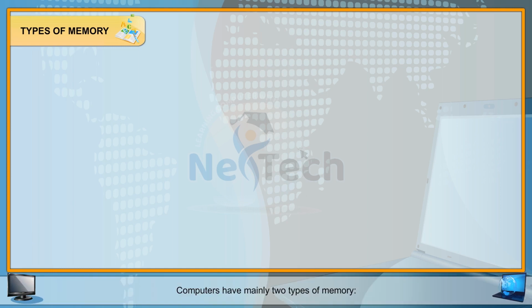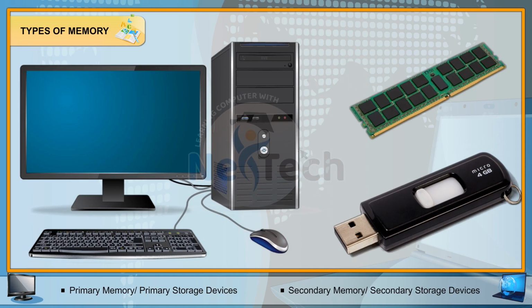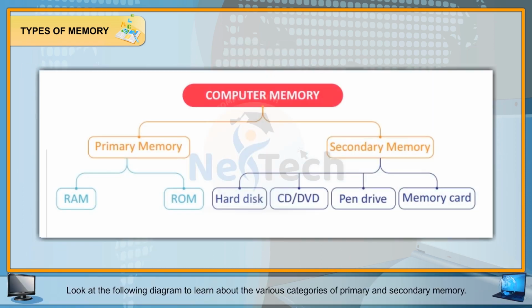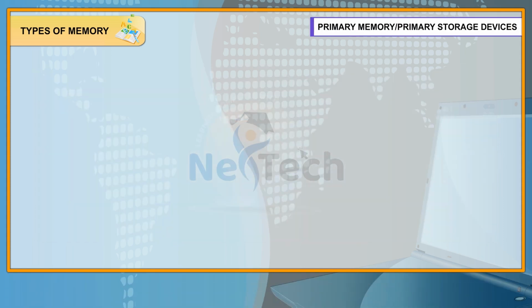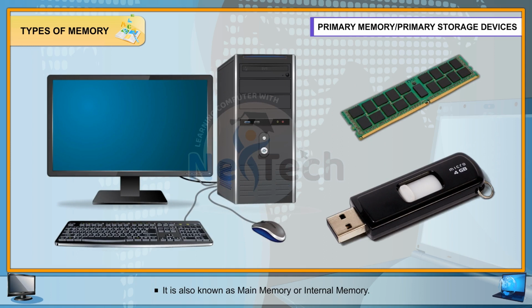Types of memory. Computers have mainly two types of memory: primary memory or primary storage devices, and secondary memory or secondary storage devices. Look at the following diagram to learn about the various categories of primary and secondary memory. Primary memory or primary storage devices. It is also known as main memory or internal memory.